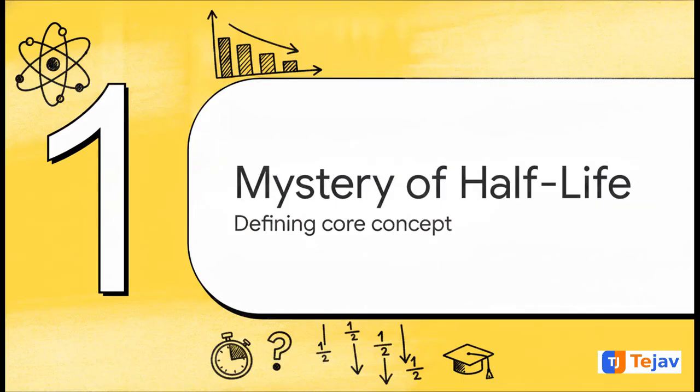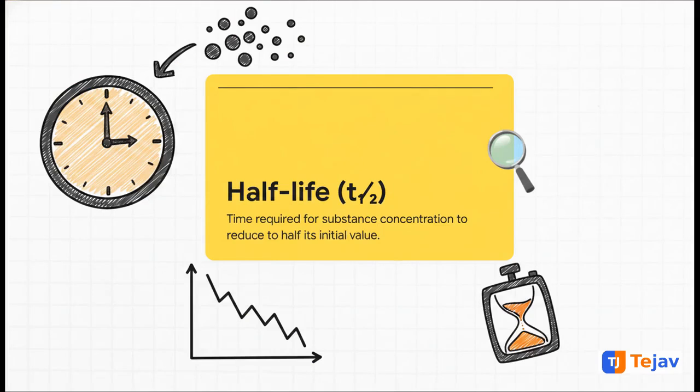All right, Section 1, the mystery of half-life. Before we get into the complex equations, let's lock down the precise definition you'll need for your CBSE board exams. So half-life, which is written as a T with a little half subscript, and we pronounce it T-half, is literally just the time it takes for the amount or concentration of a substance to drop to exactly half of its starting value. At its core, T-half is really just a built-in timer for how quickly a substance disappears.